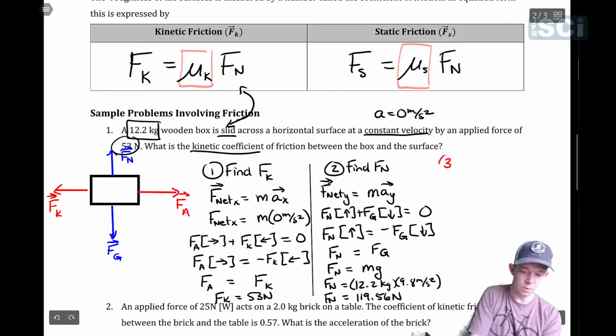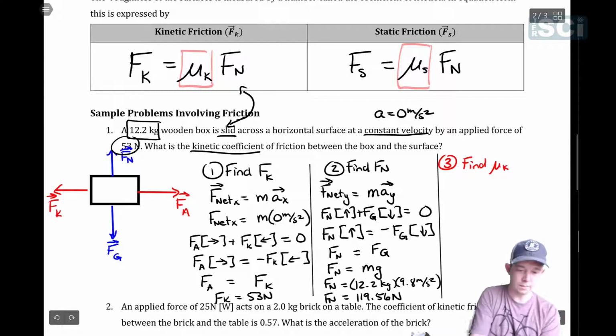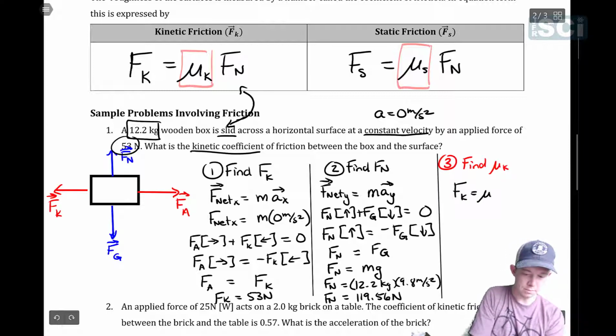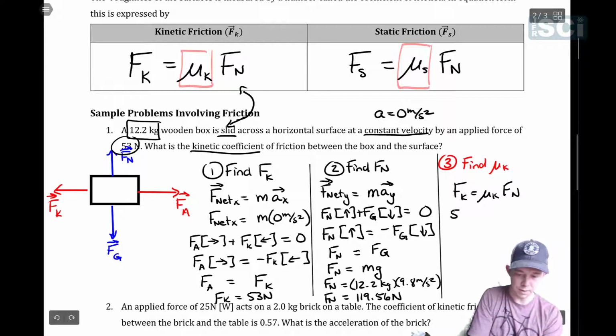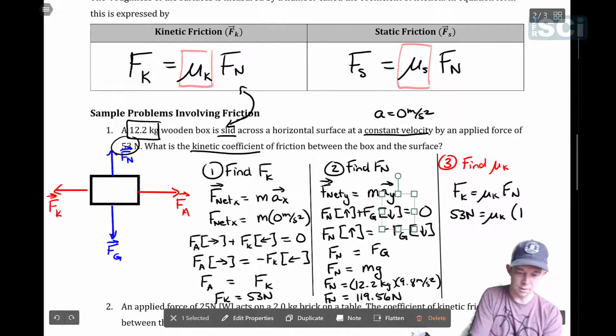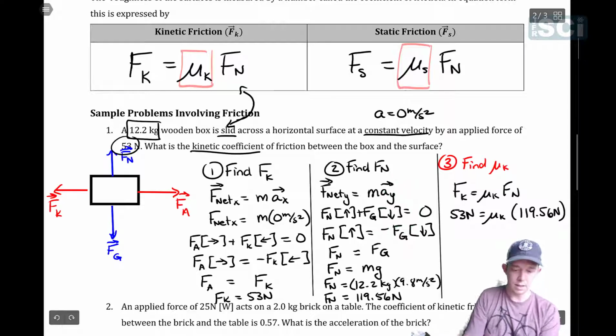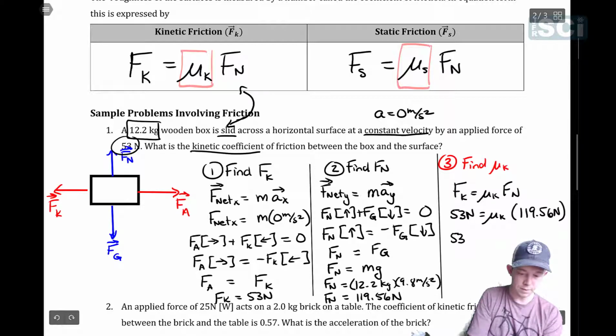So I now know the kinetic friction force, I know the normal force, which will allow me to find mu k. So here we go. Let's find that mu k. So I'm going to say Fk is equal to mu k multiplied by Fn. Fk was 53 newtons. That's going to be equal to mu k multiplied by my normal force, which was 119.56 newtons. I'm going to divide both sides by the 119.56. So I get 53 newtons divided by 119.56 newtons. It's equal to mu k.